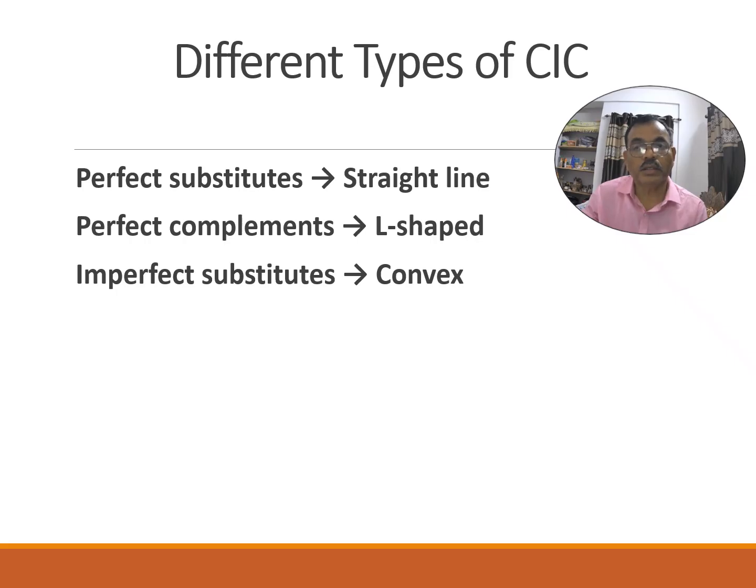Second, perfect complements. In this case, the curve is L-shaped. Goods are consumed in fixed proportion. For example, left and right shoes.